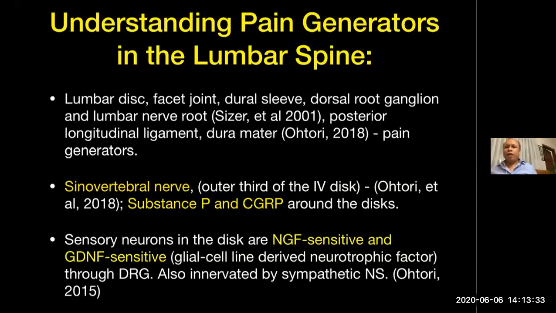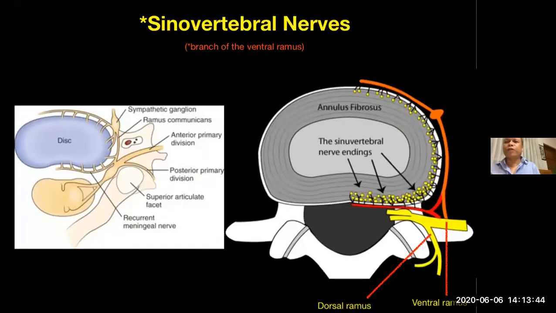Okay. So, did you catch this slide on the pain generators? Yes. Have you seen this? Okay. Let me move on to the next slide.